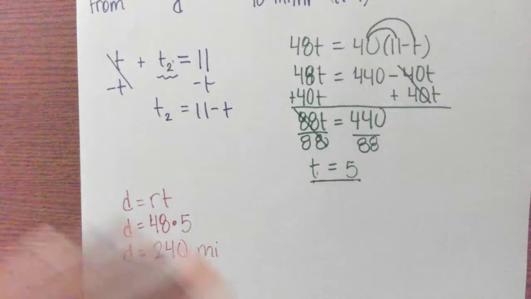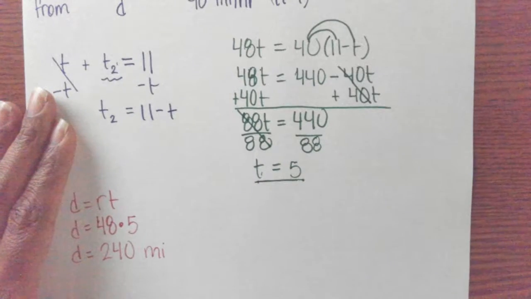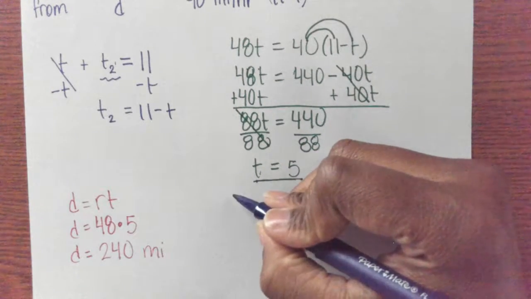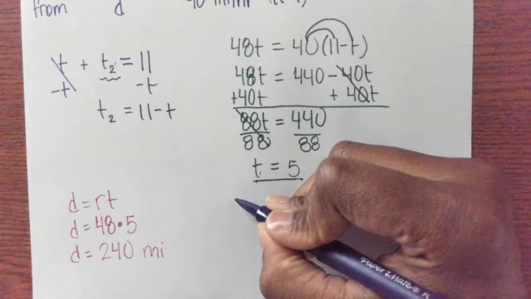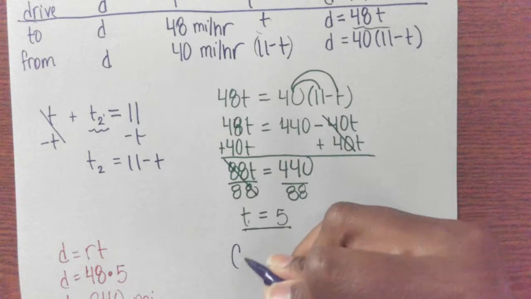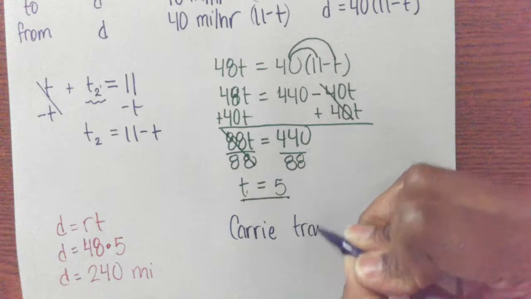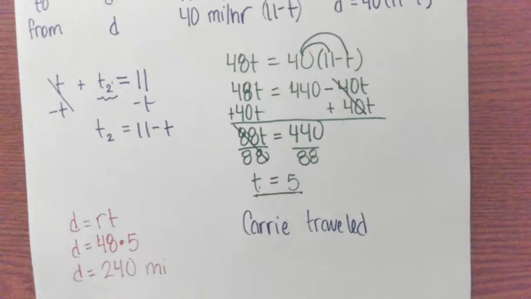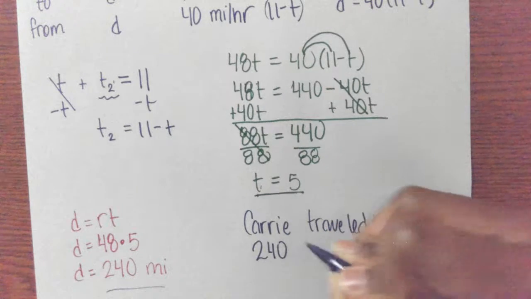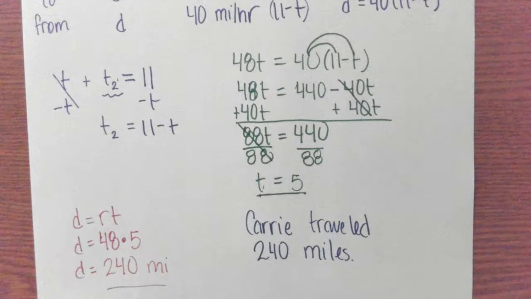And remember, when you have a question that is posed to you in words, you should answer in words. If you have a word problem, I want the answer to be in words as well. So our answer is, and remember the direct question was how far away did she travel? We can say that Carrie traveled 240 miles, and that's good enough. Hope that helped.